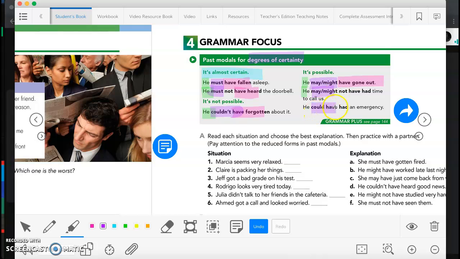And then we have "could have" or "could," which is basically the same. I am saying maybe, this is a possibility. As you can see, if you use "couldn't" as the negative, "could not," this means that this is not possible, that you cannot believe this happened. But if you use it in the positive form, "could," you are saying that yes, this is possible. "He could have had an emergency." So I'm saying that maybe he had an emergency.